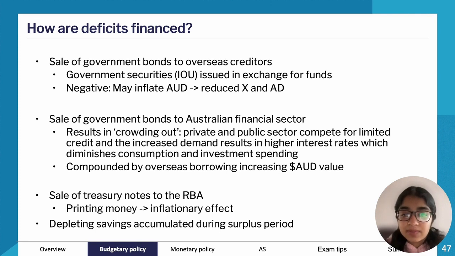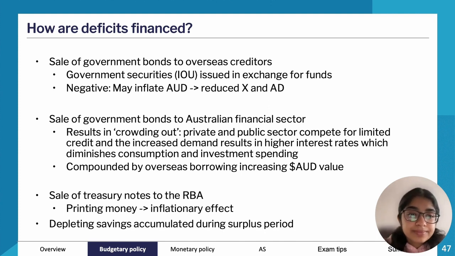So there's a few ways that the government finances deficits. So way number one, it can sell government bonds to overseas creditors. So basically borrow money from overseas. If it does that, it could cause an appreciation of the Australian dollar. That could also reduce our exports and aggregate demand. Why does it cause an appreciation of the Australian dollar? It's because when you borrow money from overseas, you're converting the foreign currency into AUD, and that means that you have a greater demand for your Australian dollar, and that increases the price, you could say, of the Australian dollar.